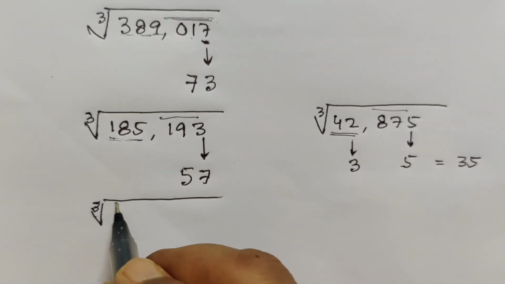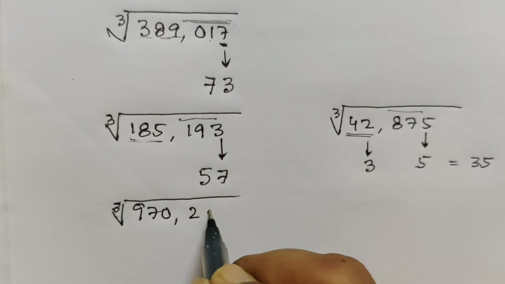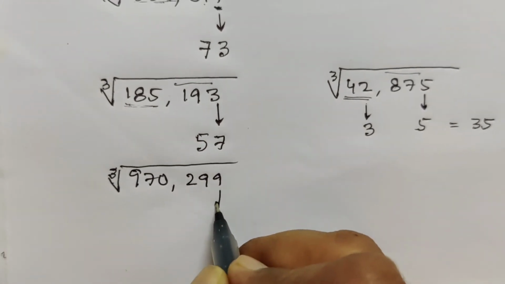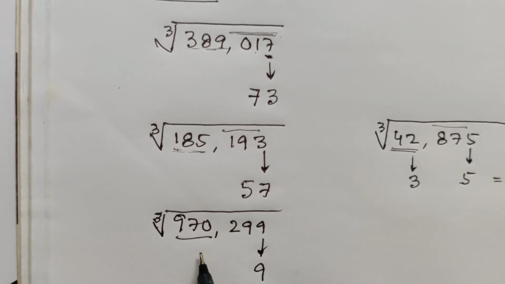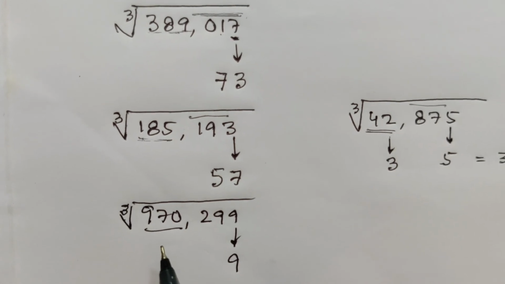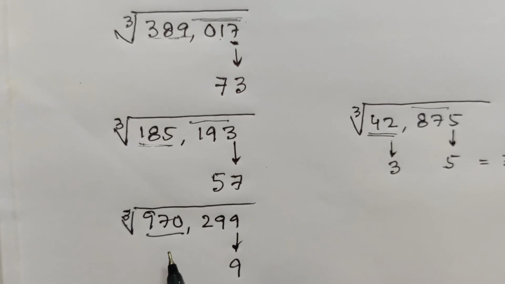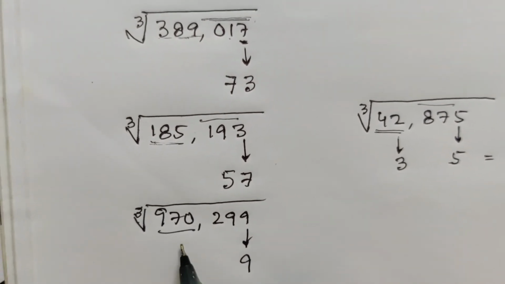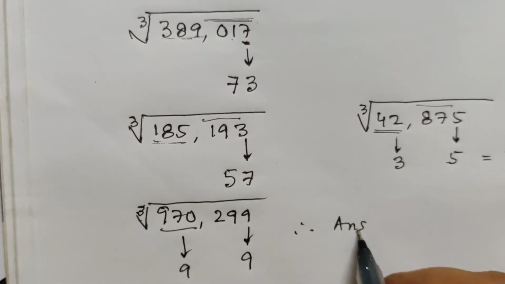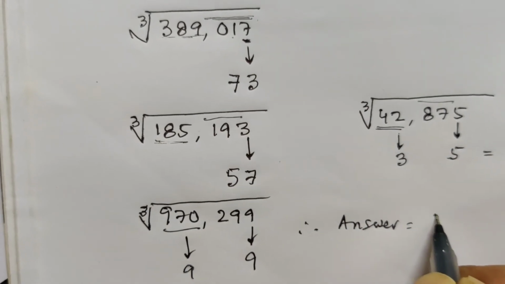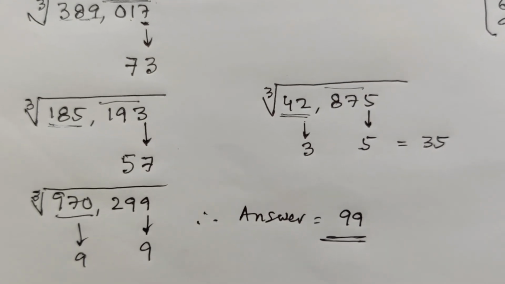If the problem is 970299, last digit 9 is unchanged, it is 9. Here we come to 970. 970 is after 729, but before 10 cube, that is 1000. So it will be 9 over here. That means the answer is 99. So this is the way we can do it so fast.